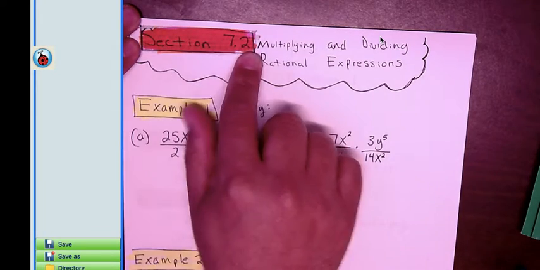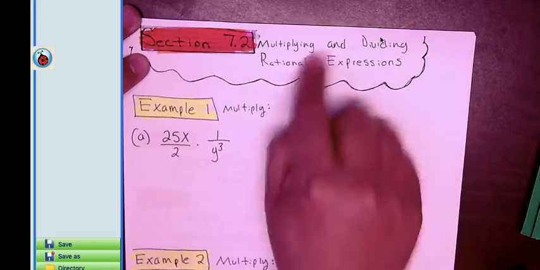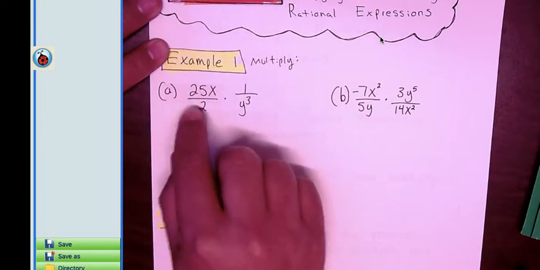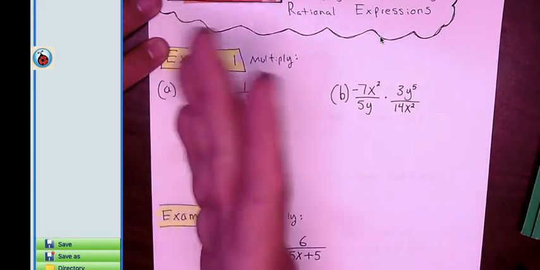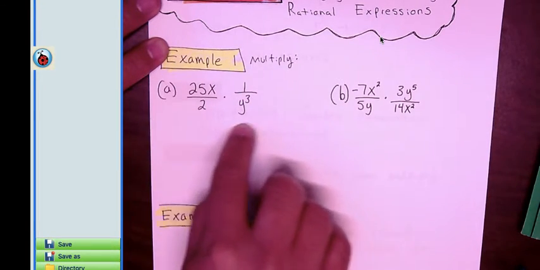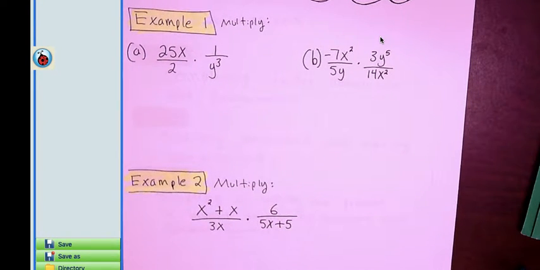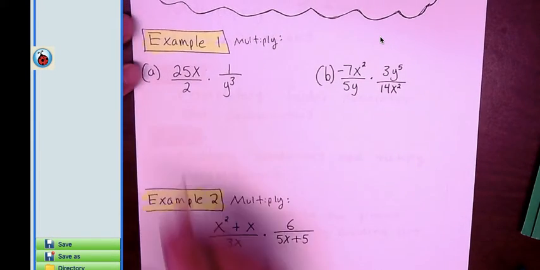Section 7.2, multiplying and dividing rational expressions. So an expression is something like this. There's no equal signs. There's no two sides like an equation. An expression is just something without an equation like this. Variables and numbers. Okay, so we're dividing and multiplying.